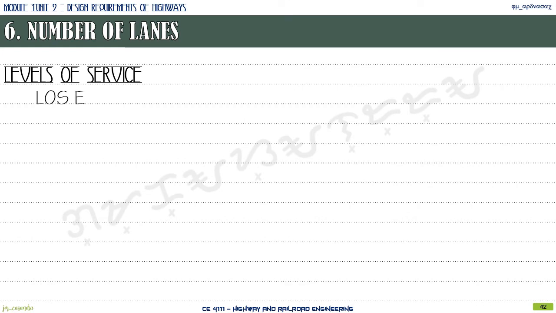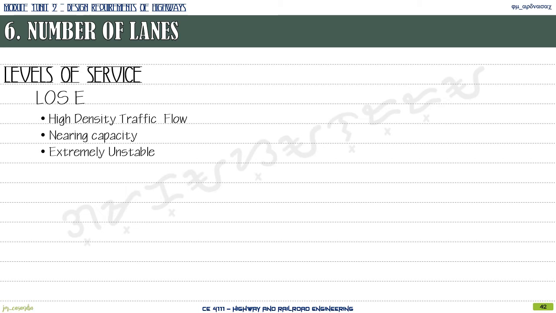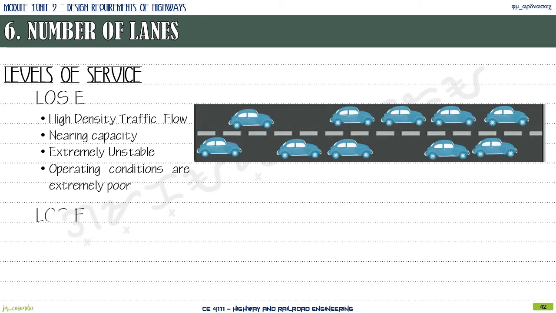Then we have LOS E, which is high density traffic flow or nearing capacity. This is the flow wherein you are at almost the capacity, or 100% of the capacity, of the road section. So it is an extremely unstable flow. The operating conditions here would usually be extremely poor. When you are in a road section under LOS E, you will be experiencing annoyance throughout your drive on the road section.